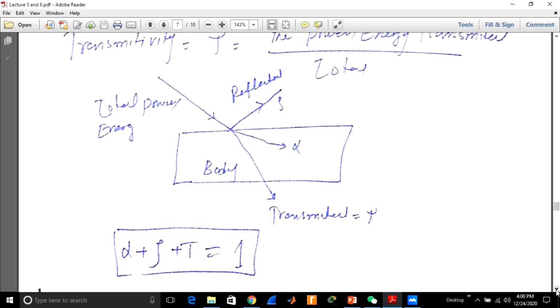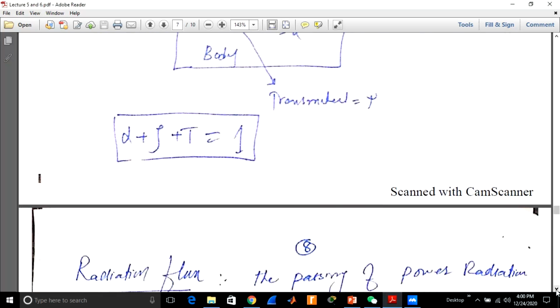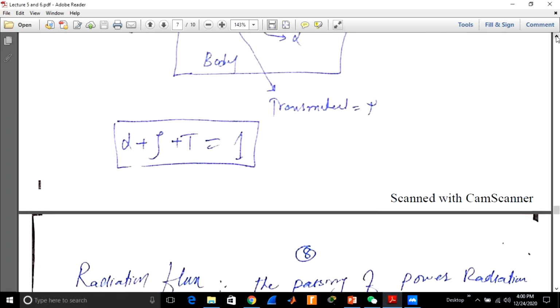And you can check your Google Classroom. There is an assignment to prove that alpha plus rho plus tau is equal to 1. So you search it and you can prove it mathematically, and you also can prove it by discussion. So do this assignment, check your Google Classroom.